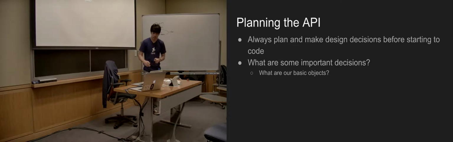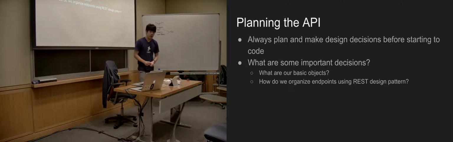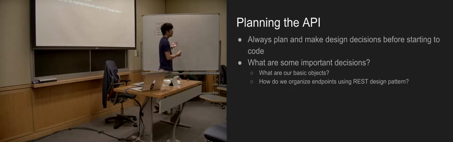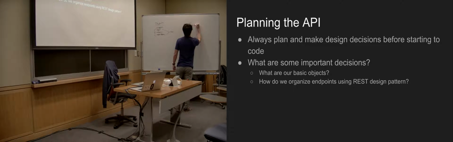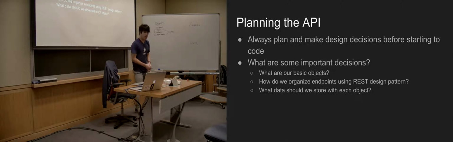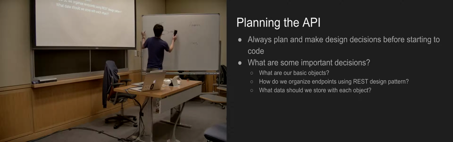Cool. Now, how do we organize these endpoints using our REST design patterns? So what big endpoints will we have? Slash what? Coupons. And slash users. And so what data do you think we should store with each object? So let's create some more space here.